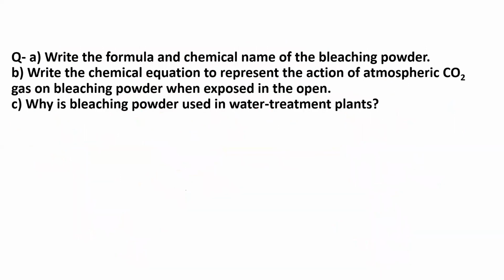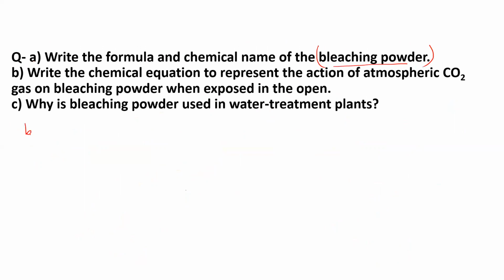So let's move on to question number 2. In this question, we have 3 parts, A, B, and C. Let's discuss one by one. In part A, we have to write the formula and chemical name of the bleaching powder. So now what is bleaching powder?